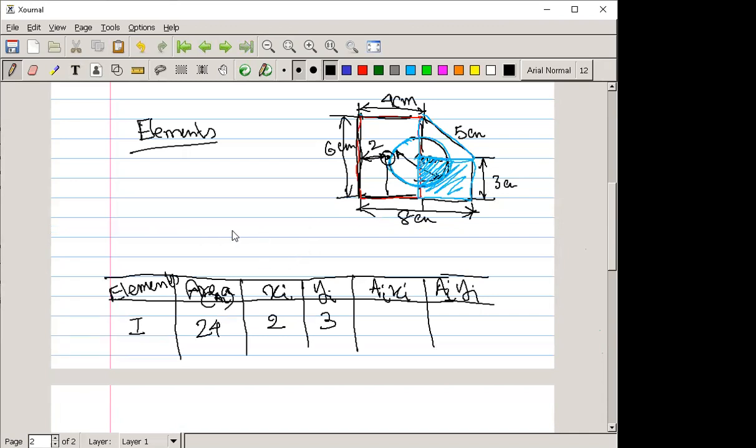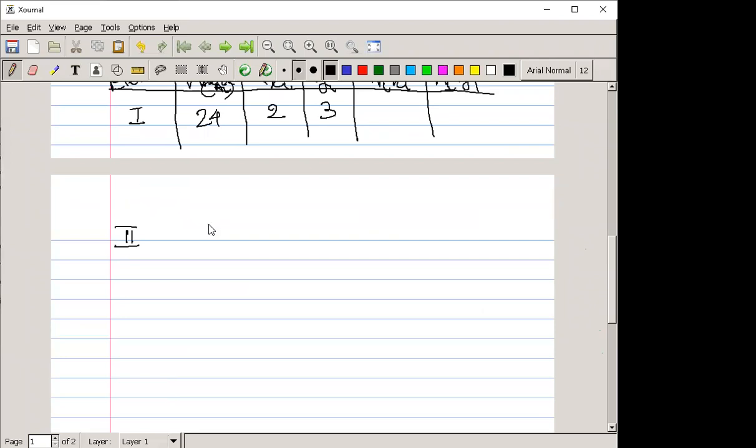For element 2, this triangular portion, the area is how much? Half into base is how much? 4 into height is how much? Half, 3. So that is 6 cm square, right? For element 2, this is 6.